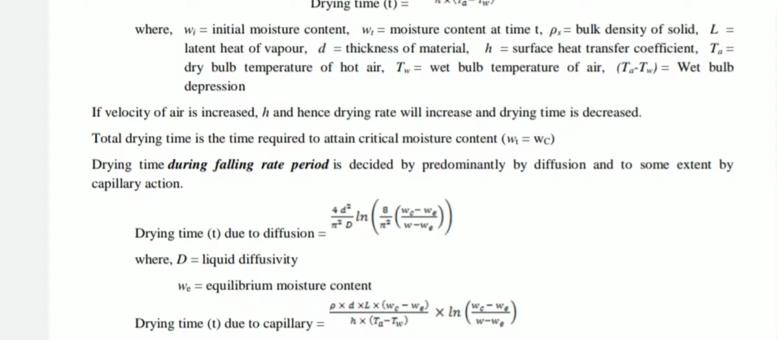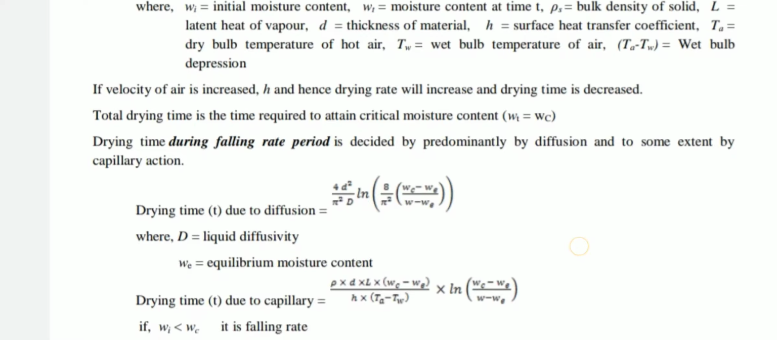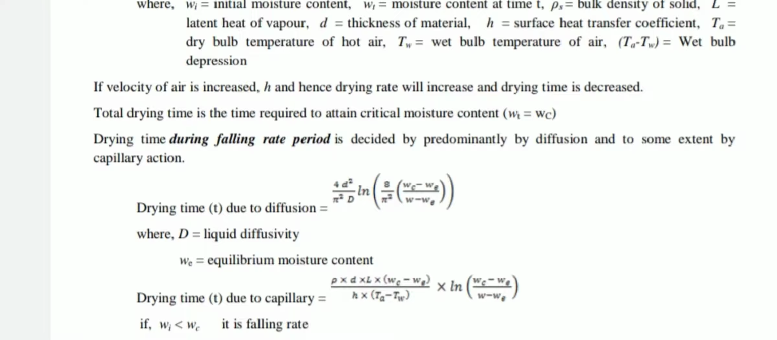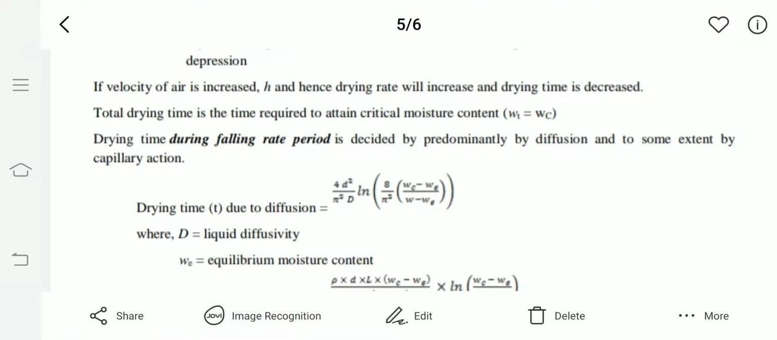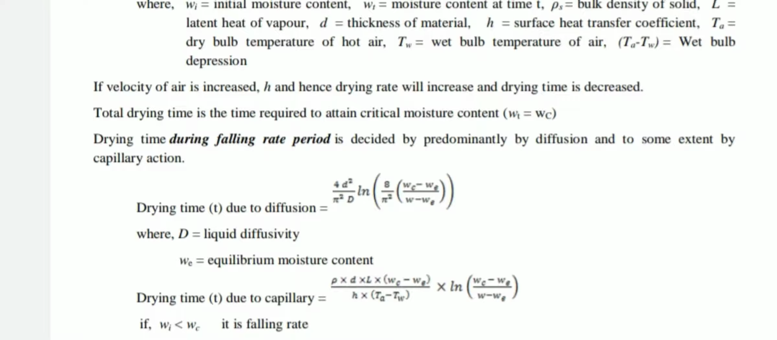Now, Wc is the critical moisture content. Drying time during the falling rate period is decided predominantly by diffusion, and to some extent by the capillary action.